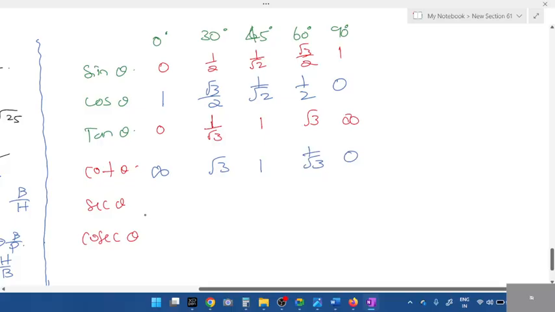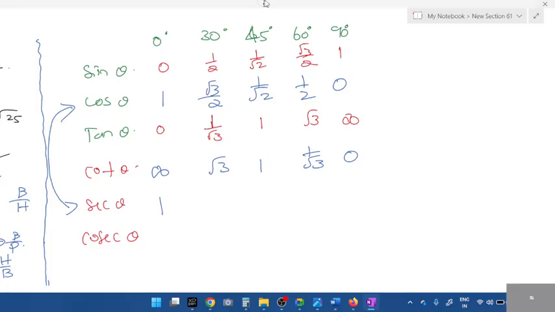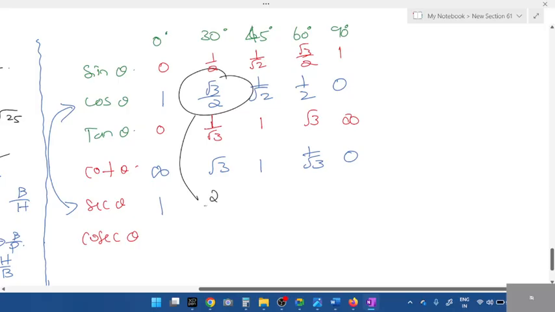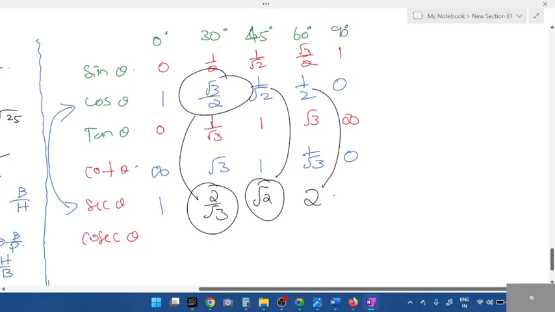Understood? Now use reciprocal relation. If you want to find sec, reciprocate all the cos values, students. What is the reciprocal of 1? 1. What is the reciprocal of root 3 by 2? 2 by root 3. Very good. Next, the reciprocal of 1 by root 2 is root 2. Of 1 by 2 is 2. Then you get undefined here, infinite. For cosec, it is just the opposite, the reverse of this, right? Infinite, 2, root 2, 2 by root 3, 1. See how easy.